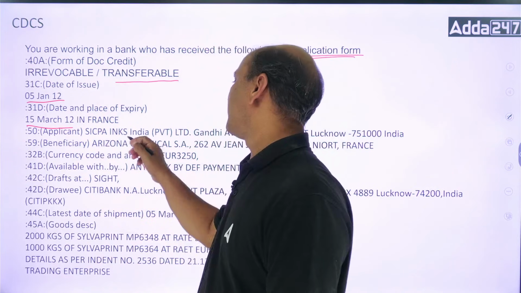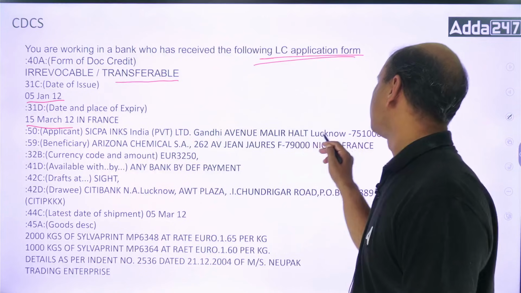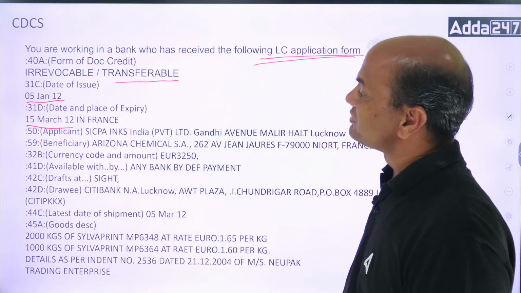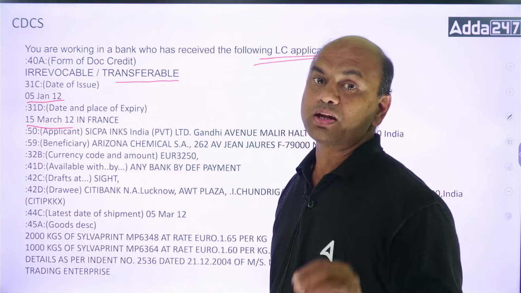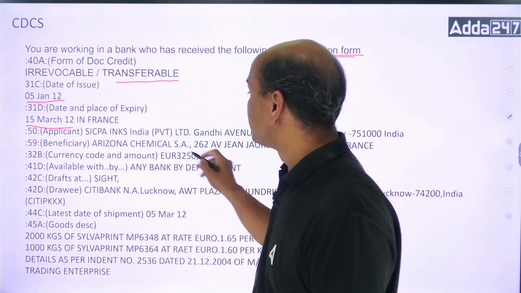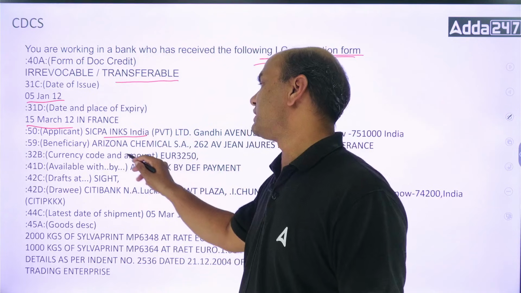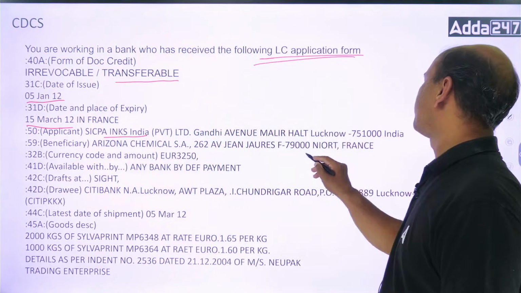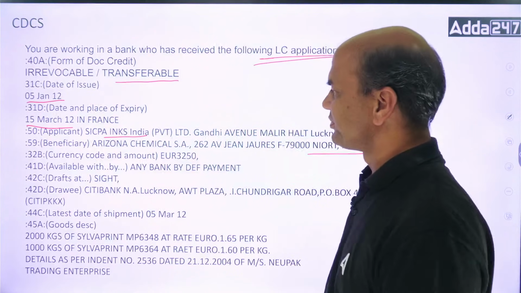Applicant is Sipca Inc. India Private Limited, Gandhi Avenue, Lucknow, India. So this is the applicant name. Now this person has come to you for issuance of LC. The applicant has come to you. What is the beneficiary? Beneficiary is Arizona Chemicals, 262 AV, Jean Jaurès, in France. Okay, full address, and that is in France.